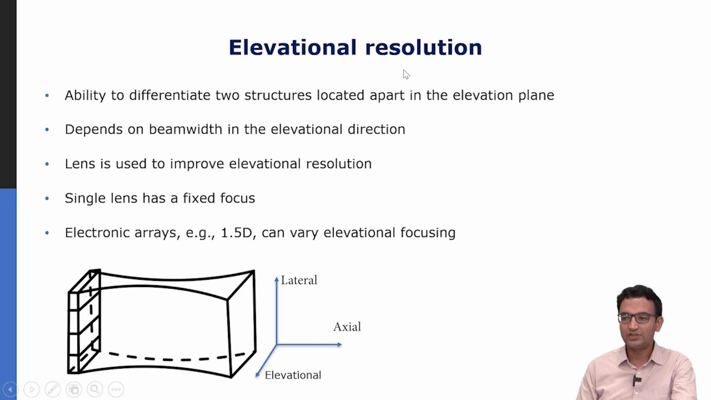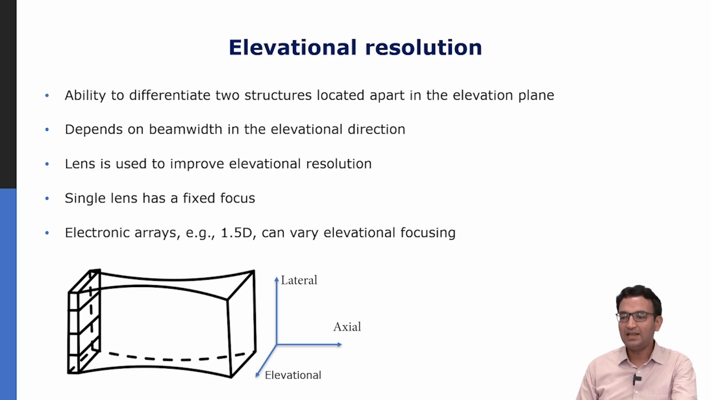Next comes the elevational resolution, which is the ability to differentiate two structures located apart in the elevational plane. So it is important to remember that when we are sending an ultrasound beam, it is not like a planar beam, but it has a finite thickness in the elevational direction as well. So the beam width in the elevational direction will also determine the quality of the image. Any structures which are within the beam in the elevational direction will contribute to the image.